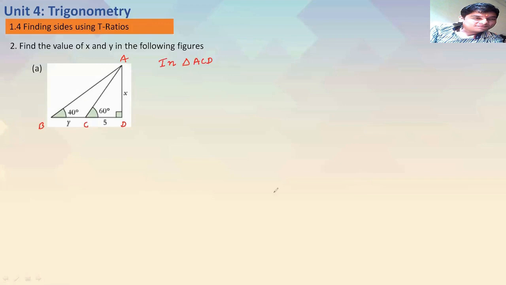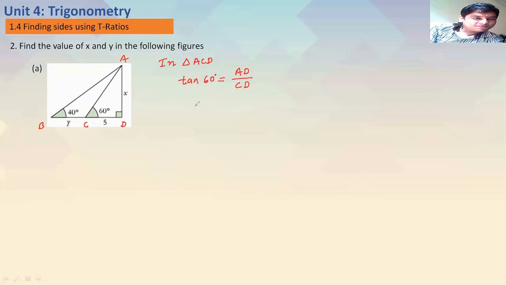What will happen in this triangle? What are you going to do next? So we're going to find x. X is the opposite for 60 degrees. We have information about adjacent, so we'll use tan. Very good. So tan 60 degrees is equal to opposite over adjacent. Tan 60 is equal to 1.7. You found out already, right?